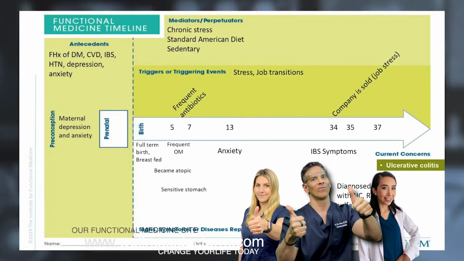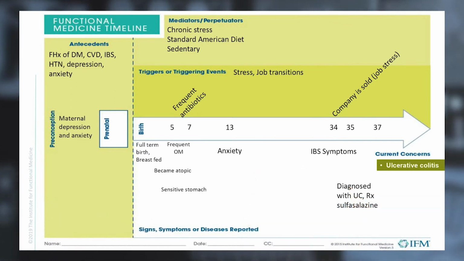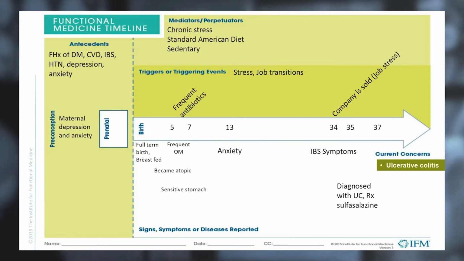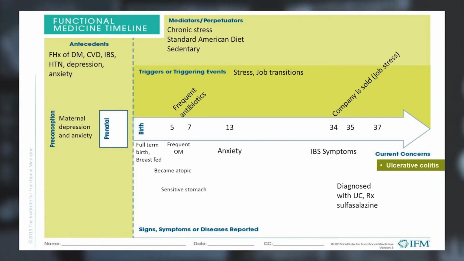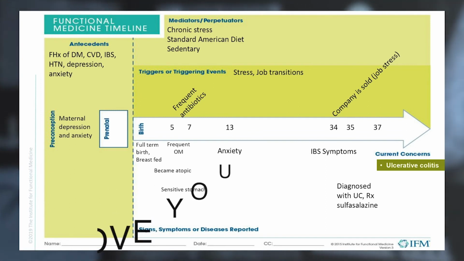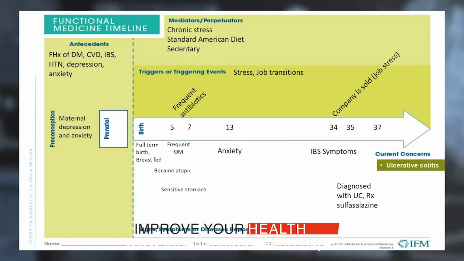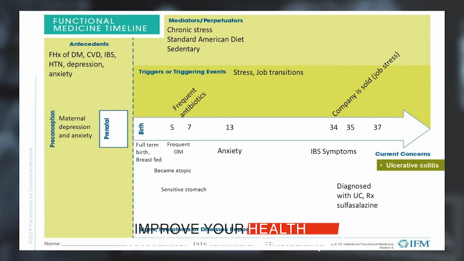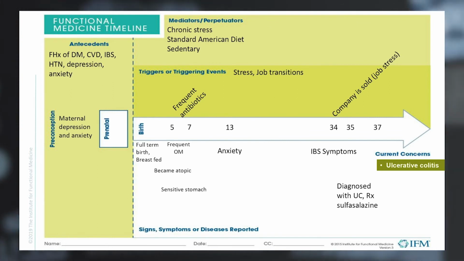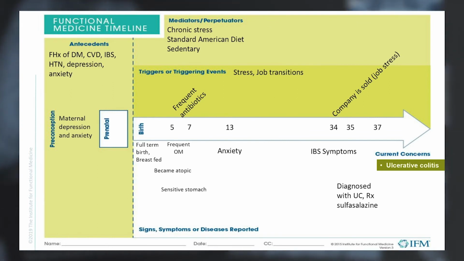So here's his timeline. This is one of the tools we use. On the left side, we have some antecedents, which I already went through, the family history of diabetes and all that. That made me think he has a predisposition to be inflammatory. He has a predisposition to have autonomic imbalance. And then triggering events: job stress, and these other events, frequent antibiotics, which probably altered his microbiome at a very early age and probably are related to his atopy and his gut issues his whole life.